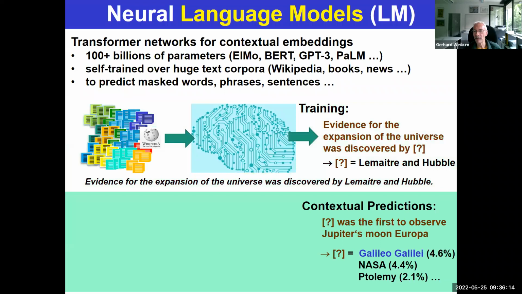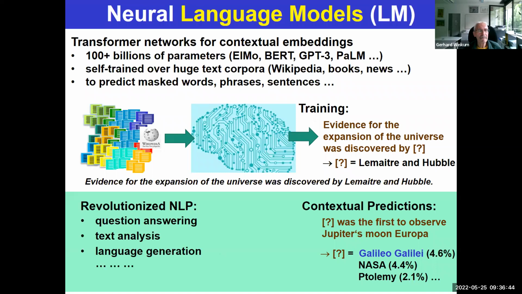So the trained network can now make contextual predictions or text generation. So-and-so was the first to observe Jupiter's moon Europa. The correct prediction is the top ranked one, Galileo Galilei. There are more predictions, and these are incorrect. And in parentheses, you see the system produced confidence scores. So ideally, you get the top ranked prediction or text generation as the correct one. Now, this is so powerful, it has revolutionized NLP. In the big NLP conferences these days, there's virtually maybe 1% of the papers, and we're talking 500 or more papers every year, that does not make use of language models. All aspects of text understanding and also text generation.